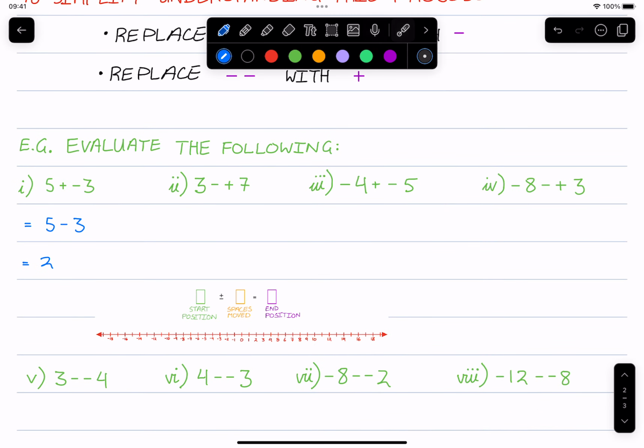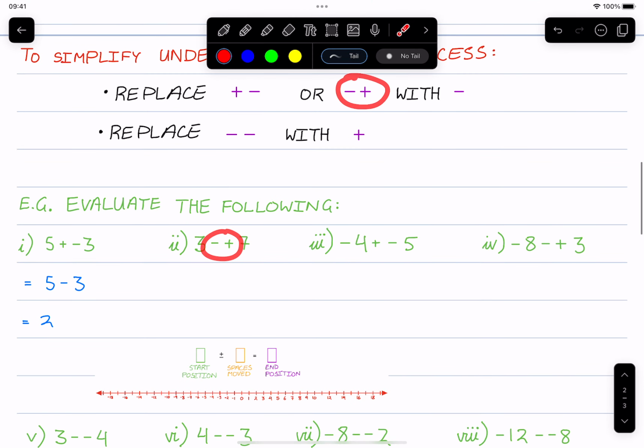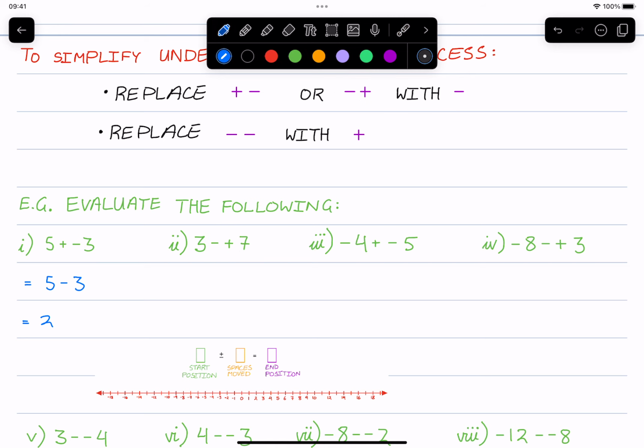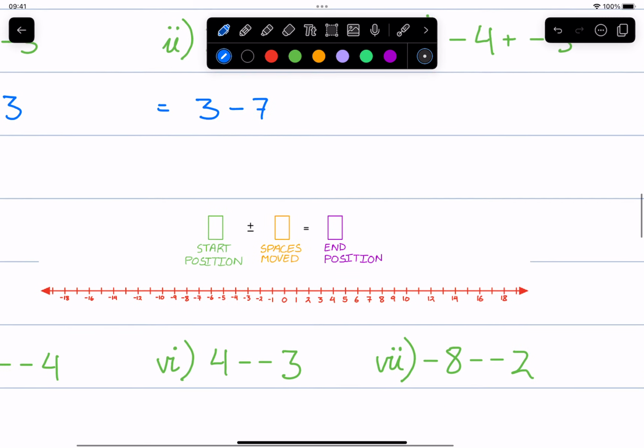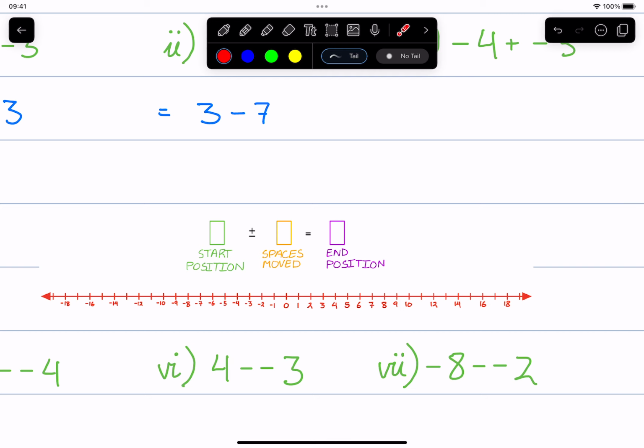When we see a negative and an add, there it is, negative and an add, we replace it with just a minus. So this becomes 3 take away 7. To simplify this, we can imagine it as 3 and then 7 spaces to the left. 1, 2, 3, 4, 5, 6, 7. It becomes negative 4.